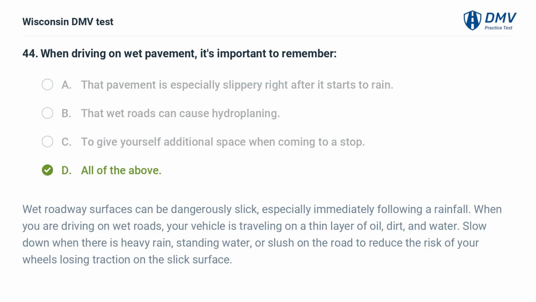D. All of the above. Wet roadway surfaces can be dangerously slick, especially immediately following a rainfall. When you are driving on wet roads, your vehicle is traveling on a thin layer of oil, dirt, and water. Slow down when there is heavy rain, standing water, or slush on the road to reduce the risk of your wheels losing traction on the slick surface.